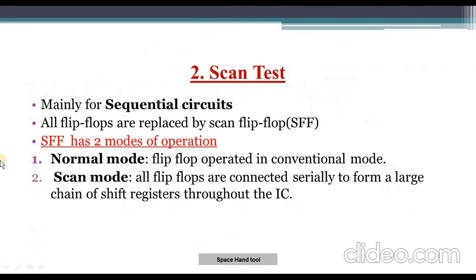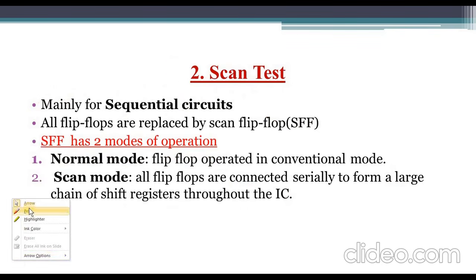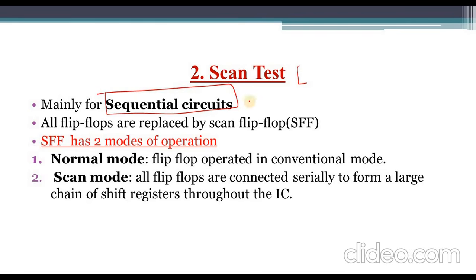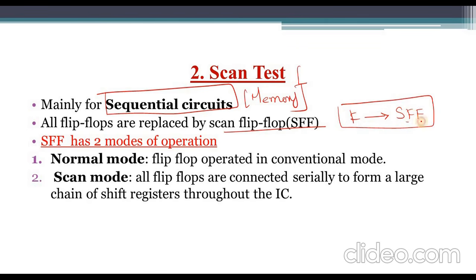So okay, the next kind of approach is the scan test. In case of scan test, always remember this scan test is mainly useful for sequential circuits. We already know sequential circuits have some sort of memory. Okay. Here the flip-flops are replaced with scan flip-flops. All flip-flops are replaced with scan flip-flops. So let's see what is meant by scan flip-flop.